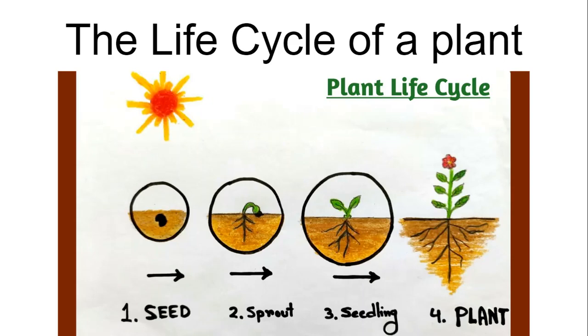Today's lesson is on the life cycle of a plant. I will be discussing the 4 stages, which are seed, germination, reproduction, and seed dispersal.